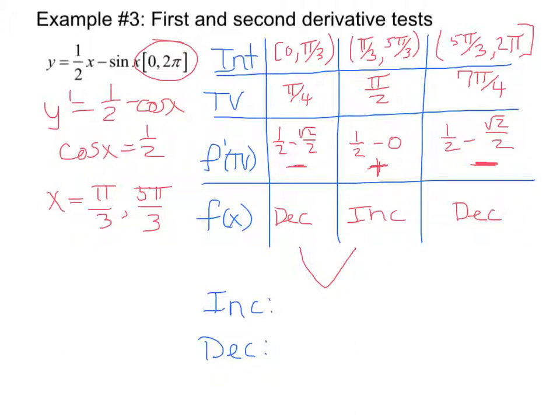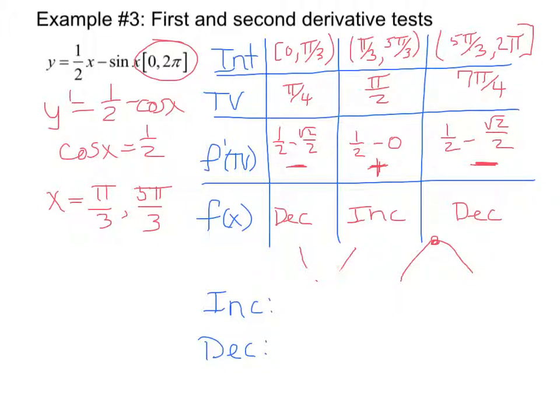When I go from increasing to decreasing, my horizontal tangent line is that of a relative maximum, and possibly an absolute. We'd have to check it out if that's what the question wanted us to do. In this case, that's not what we're going to do.